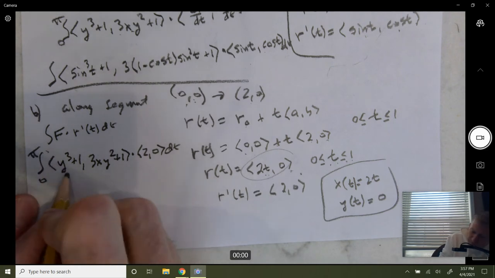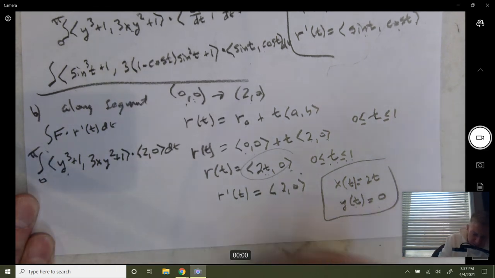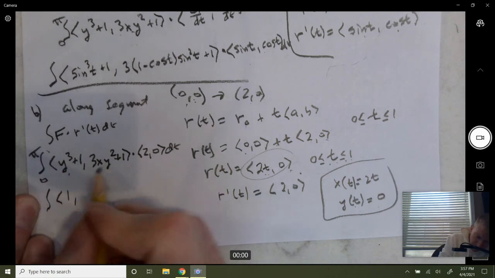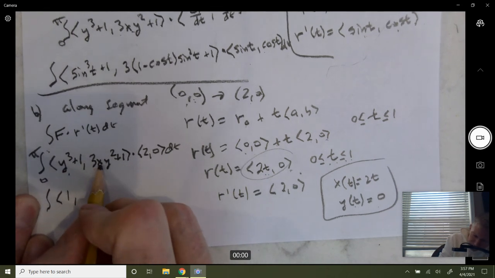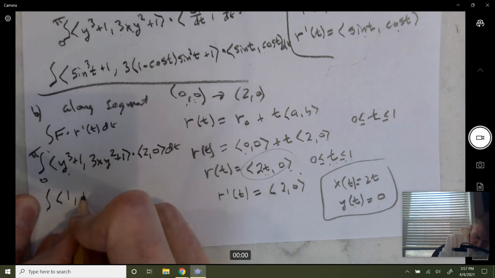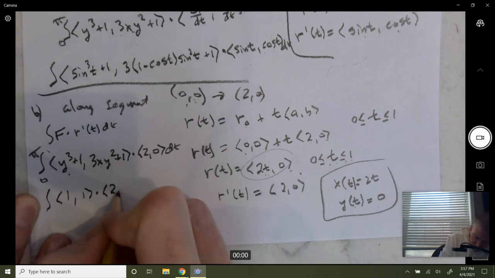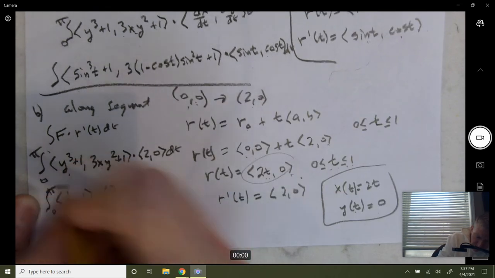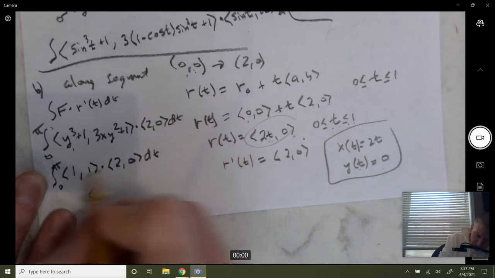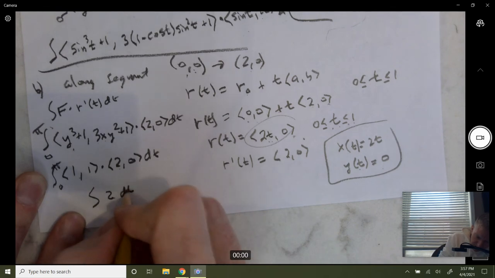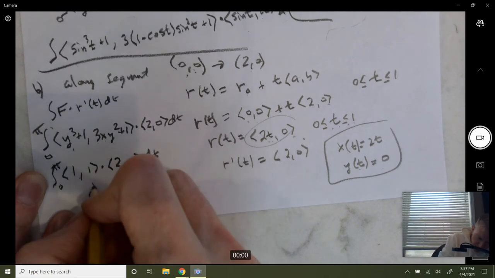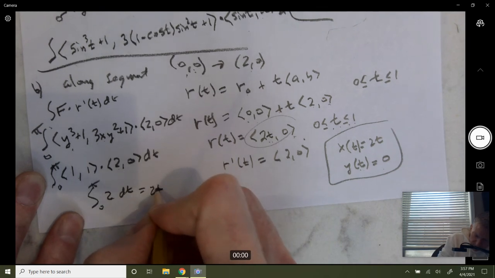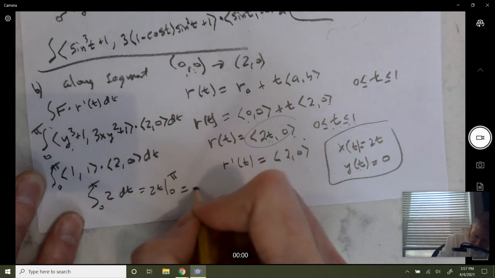Okay, now let's simplify this because I know that my y value is 0, so all the y's are 0. So that's just going to be (1, 3 times 2t times 0), which is (1, 1), dotted with (2, 0). Oh, that's a much better integral from 0 to pi. So that dot product is 2 dt going from 0 to pi, which is going to give you 2t from 0 to pi, so you get 2 pi.